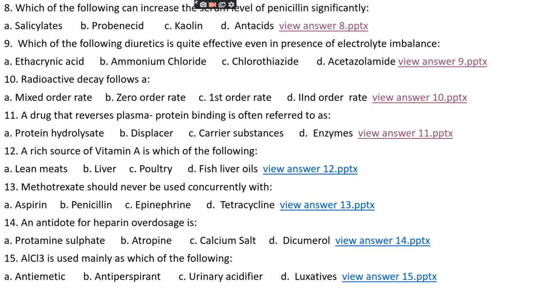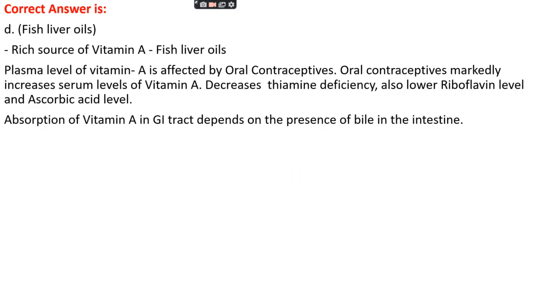Question number 12. A rich source of vitamin A is which of the following? Option A, lean meat. Option B, liver. Option C, poultry. Option D, fish liver oil. The right answer is option D, that is fish liver oil. The rich source of vitamin A is fish liver oil.